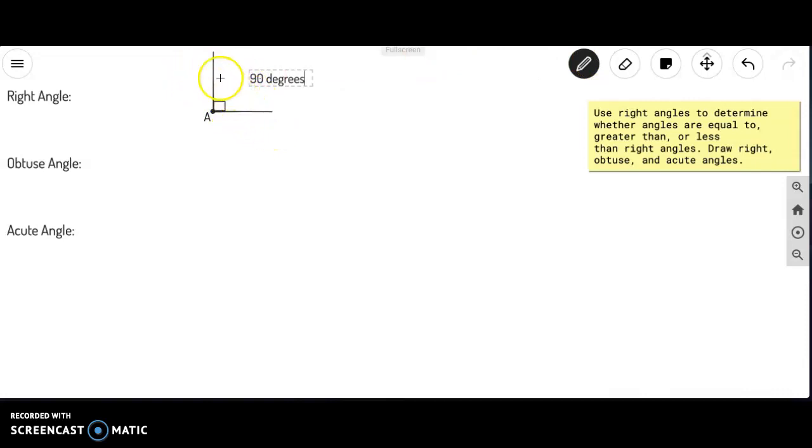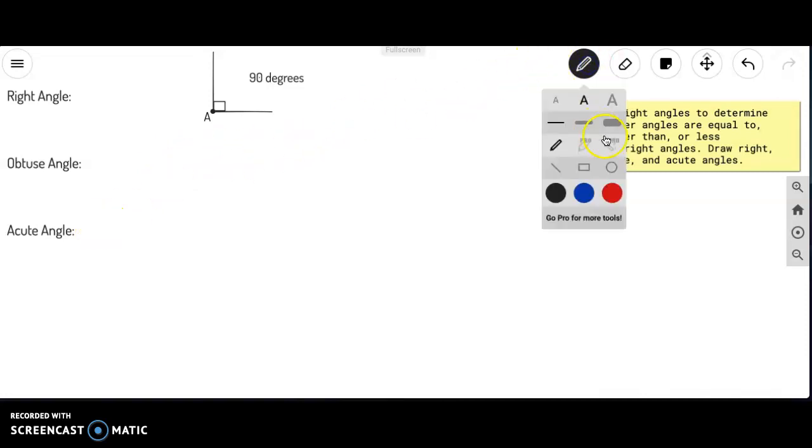So for instance, 90 degrees is here. If this was completely flat, it would be 0. If it was a flat line all the way this way, 180, kind of like a clock. But that's the best unit we have to measure the different kinds of angles. So now we're going to draw an obtuse angle.